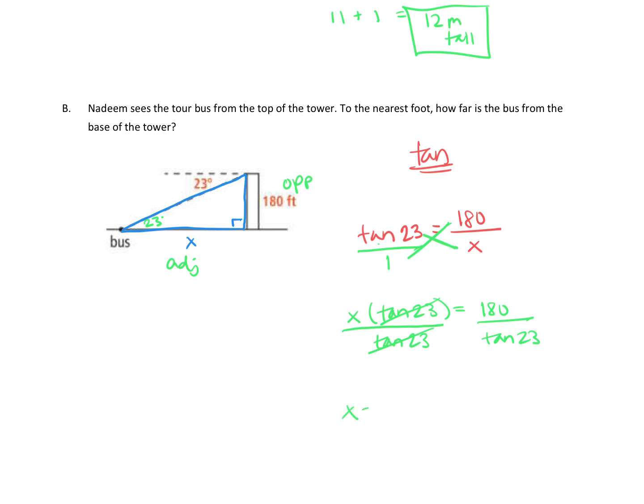All right, so x is equal to 180 divided by tangent of 23. So that's what we type in our calculator. We get 424.05. And then if we try to figure out what kind of rounding we should do, we just glance back and they did tell us to round to the nearest foot. So that's going to round down to 424 feet. So we just figured out how far away the bus is from the base of the tower.